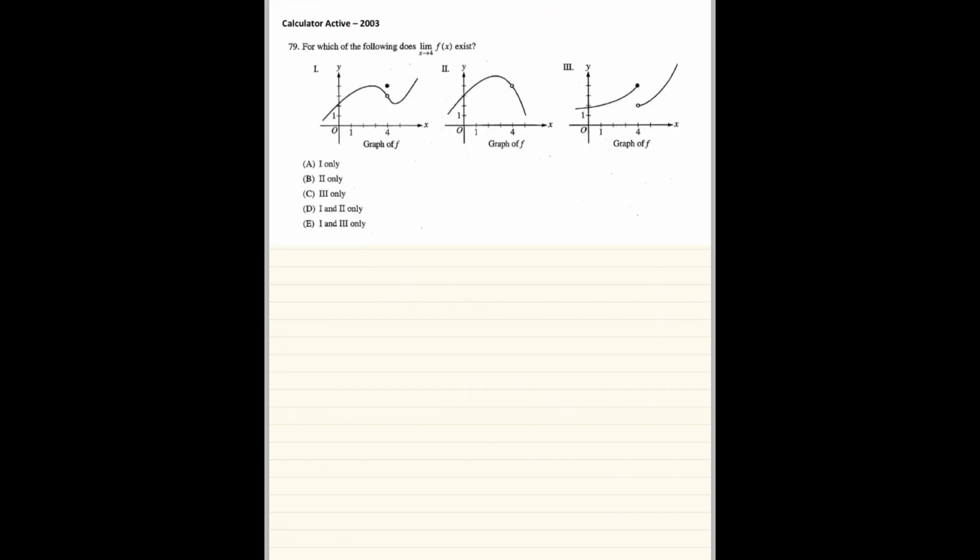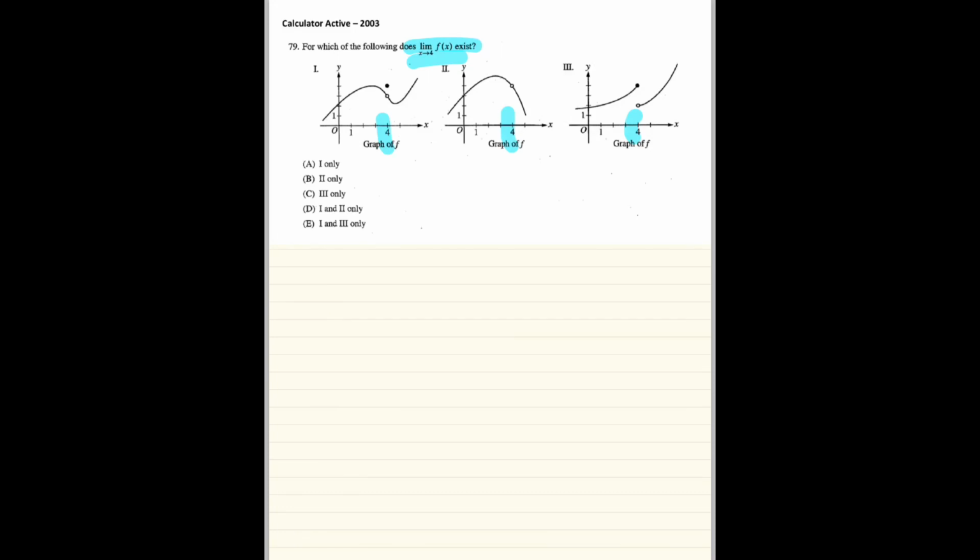Okay, we got time for one more? Sure. Does the limit exist? For which of the following does the limit as x approaches 4 of f of x exist? So let's go to 4, 4, 4.